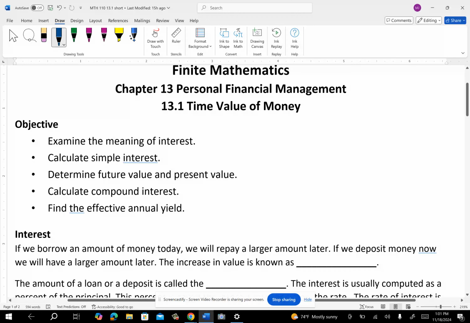All right, so I wanted to do a video for section 13.1 called Time Value of Money. In this section, we're primarily going to be looking at the idea of interest and comparing simple versus compound interest.